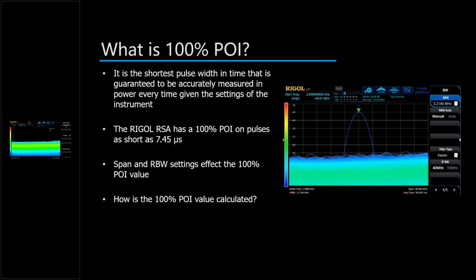And again, the RIGOL in the best mode has a 100% probability of intercept on pulses as short as 7.45 microseconds. So we're actually going to be working below that threshold today for a few of our tests. We'll see what that means. This 100% POI is really defined by the span and the RBW settings of the instrument. So that's kind of complicated. How is that calculated? What does that really mean?